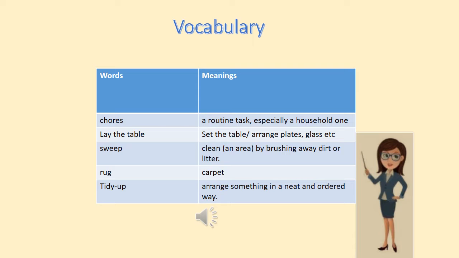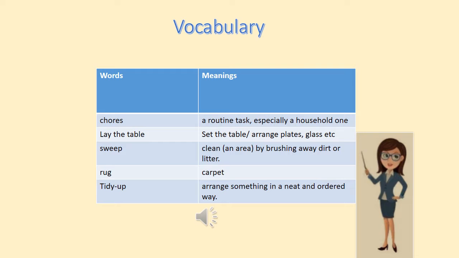What does it mean about chores? This word is all about household chores and it could be fun if you convert it into a game. So, before listening to the poem, I should introduce you to some difficult words so it will be easy for you to understand the poem. So the first word is chores. What does it mean? Chores means a routine task, especially a household one.